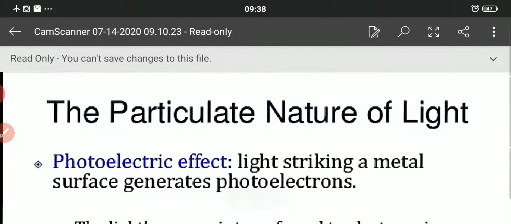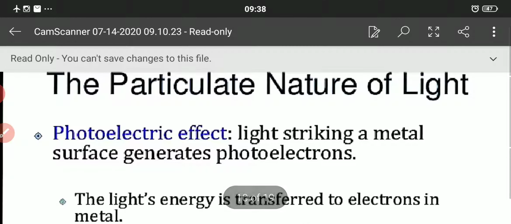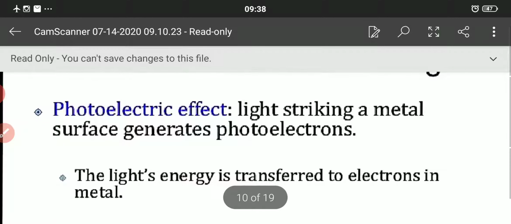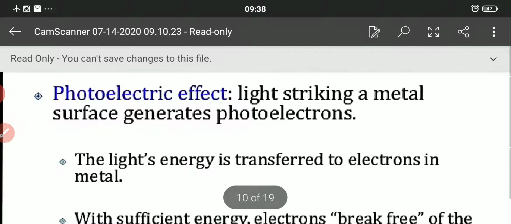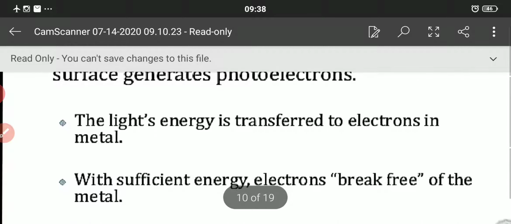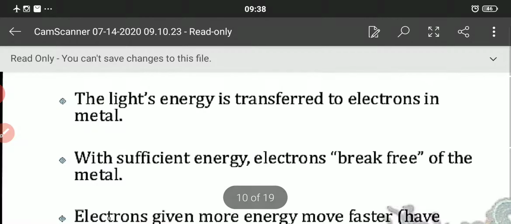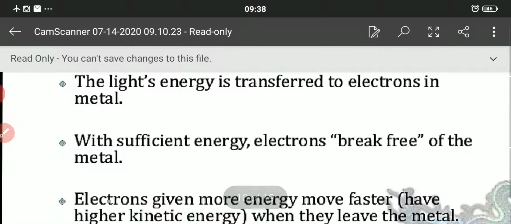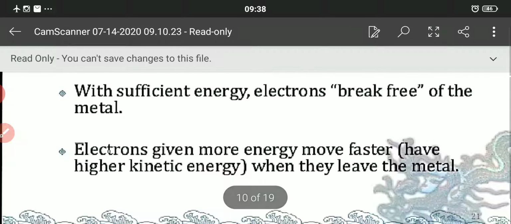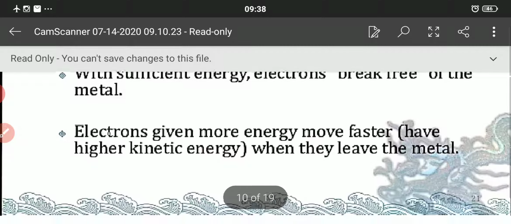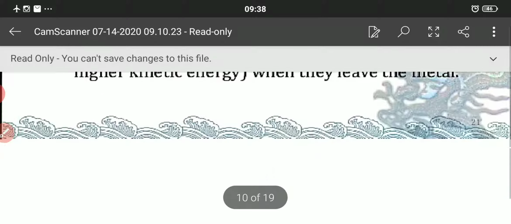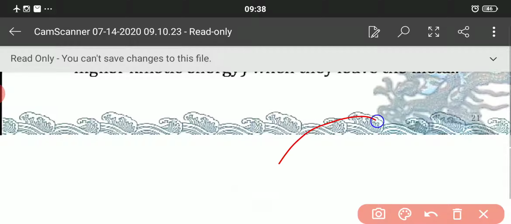Now particulate nature of light means particle nature of light. Photoelectric effect: the light striking a metal surface generates photoelectrons. If you strike light on any metal, then it generates photoelectrons. The light's energy transfers to electrons in the metal. With sufficient energy, electrons break free of the metal. Electrons given more energy move faster when they leave the metal. So what happens?